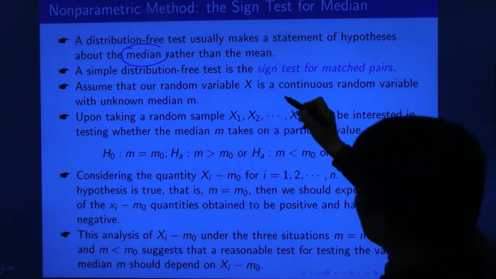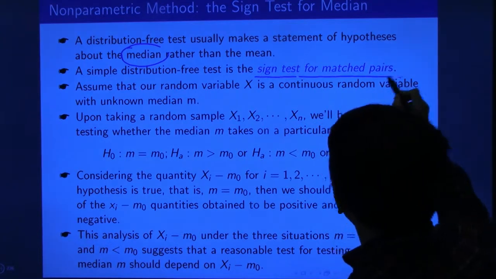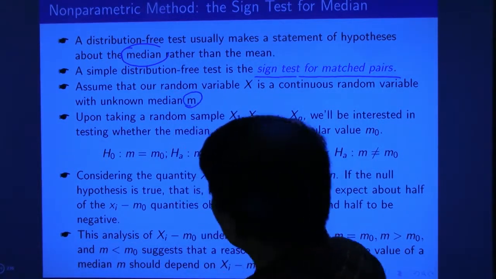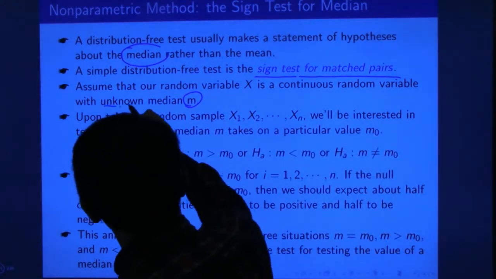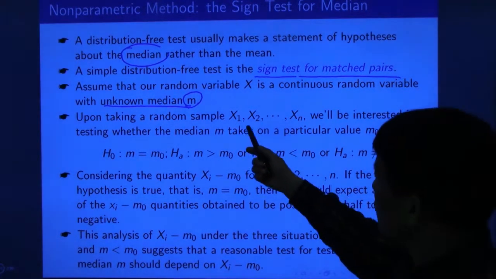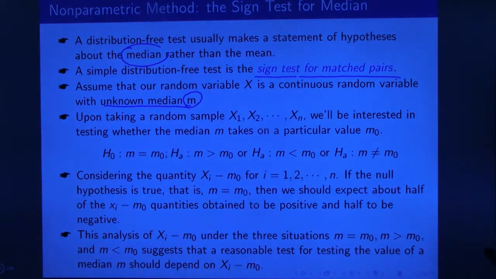We are going to discuss the sign test for matched pairs. Assume we have a random variable x, and it is continuous, and we don't know the median m. The median m is unknown. Once we have this random sample x1, x2, all the way to xn, we will be interested in testing whether the median m takes a particular value m0.